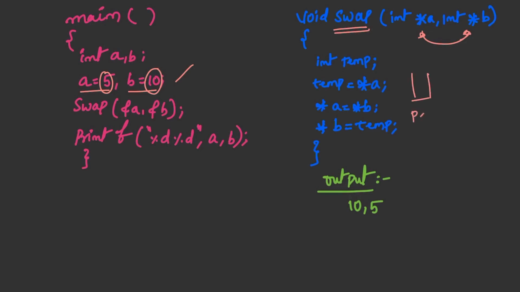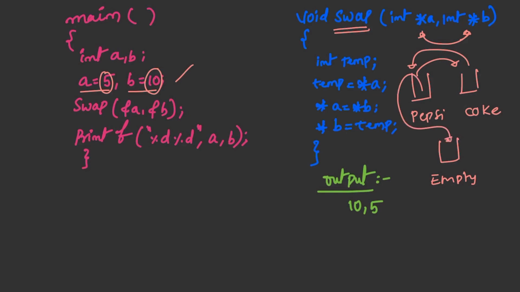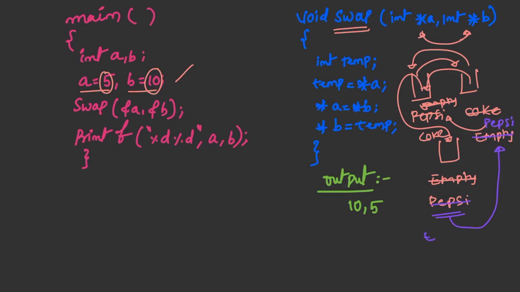Suppose for example you have Pepsi in one container and Coke in another container, and a third container is empty. You just want to change the contents of one container to the other. What you generally do is take the Pepsi into this empty container. Now this container contains Pepsi and the first one is empty. As it is empty, you transfer the Coke to it. So the Coke has been transferred, this becomes Coke and the other is empty. Now Pepsi can be transferred to this empty container, and it becomes Pepsi and this becomes empty.